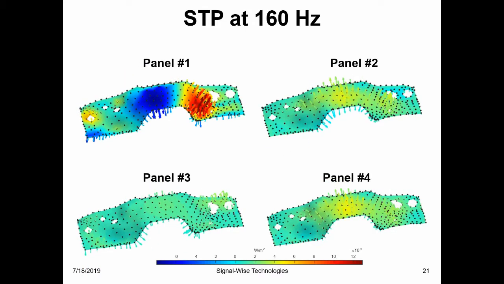At 160 Hz, panel number 1 allowed a significant amount of sound transmission at the center to right portion. The other 3 panels were much better.